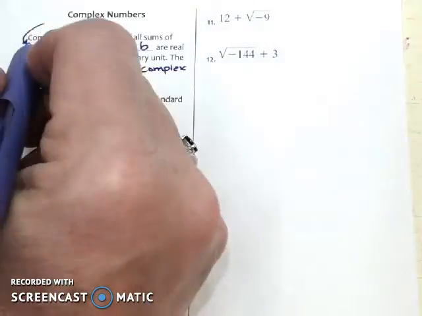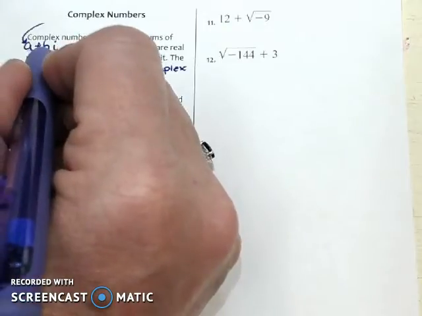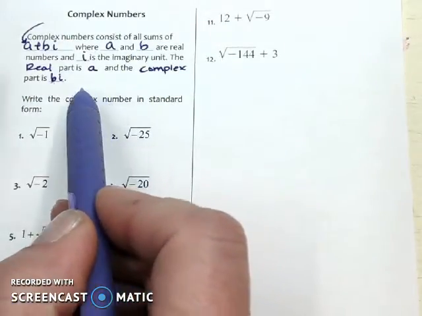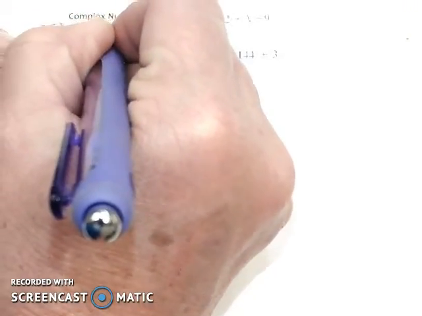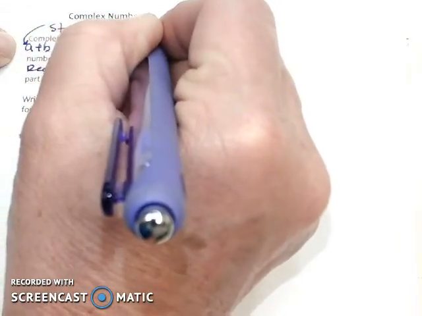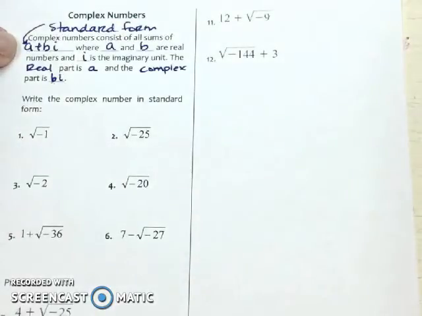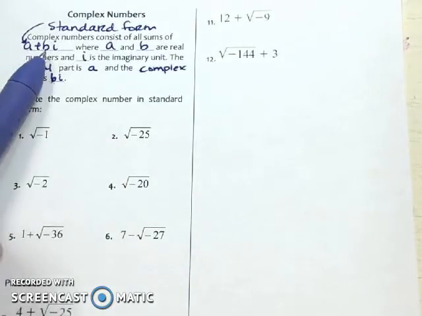So if you have a complex number, we're going to put it in what we call standard form, where you put the real part first, the A part first, and the imaginary part last.